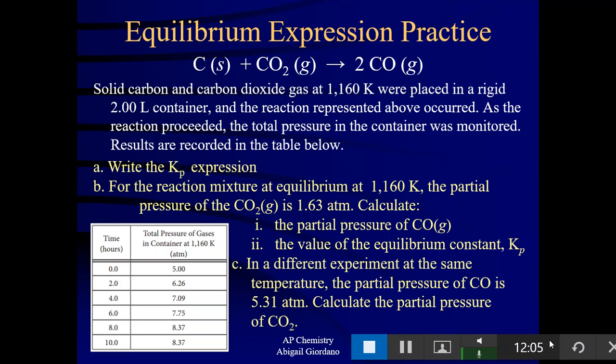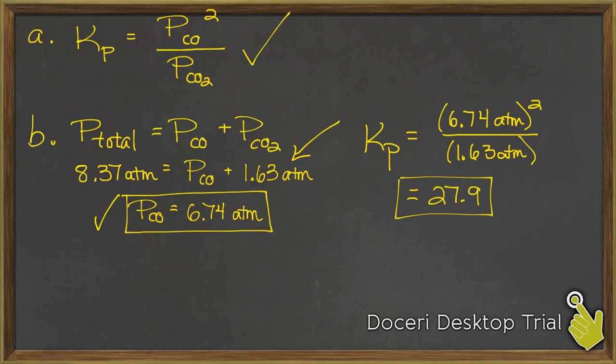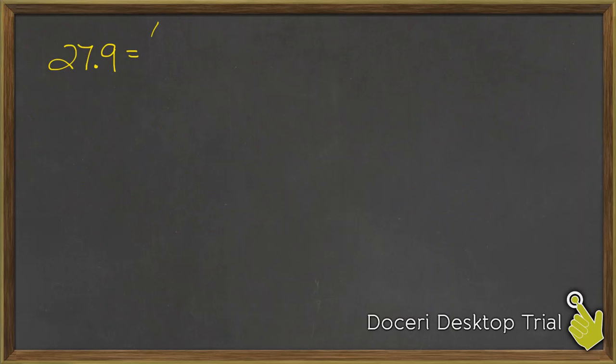Okay, fine. So 27.9, let's get to a new page. 27.9 is my K value. Carbon monoxide is the one that is in the numerator. Let's see, was that the one I was given? Yes, 5.31. And that's squared. And then this is my unknown. I don't know what that number is.